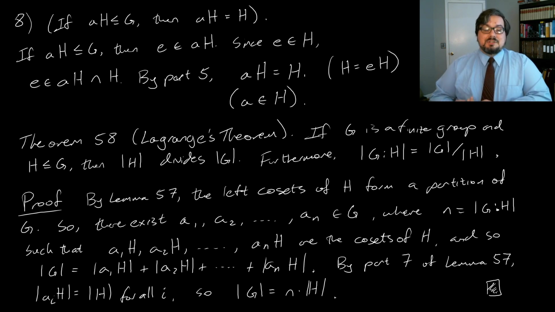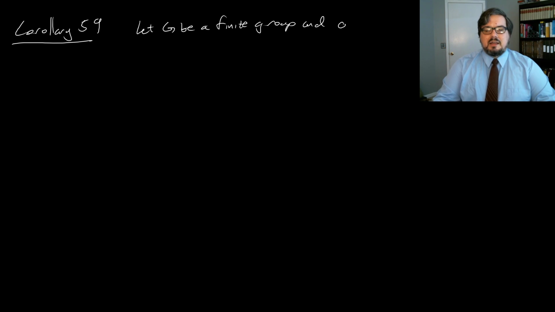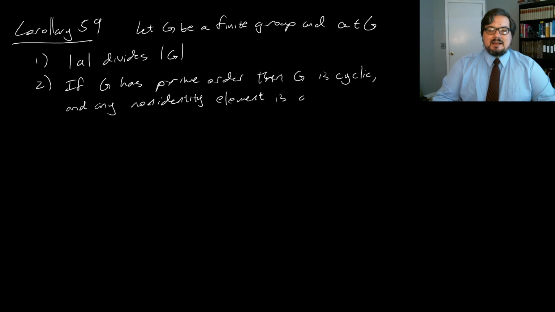We can get a lot of results very quickly about finite groups from this. Let's look at a few. Corollary 59 states: let G be a finite group, and A an element of G. Part 1, the order of the element A divides the order of the group. Part 2, if G has prime order, then G is cyclic, and any non-identity element is a generator.